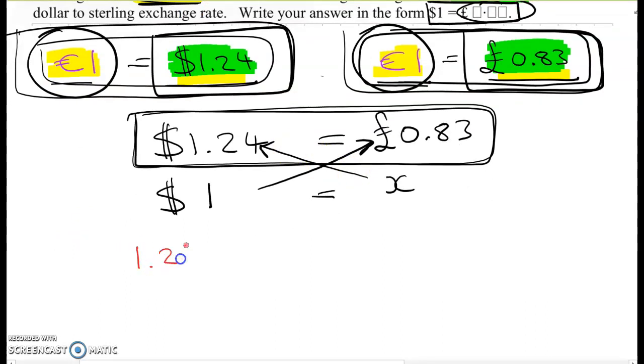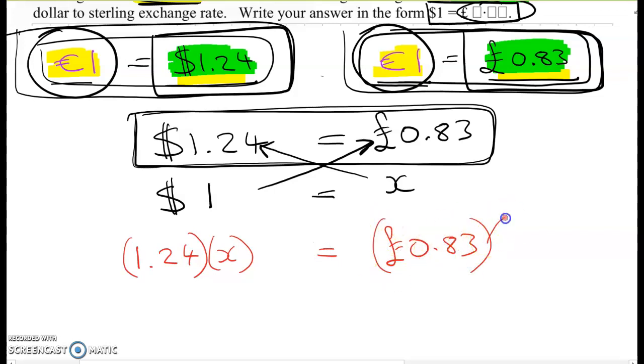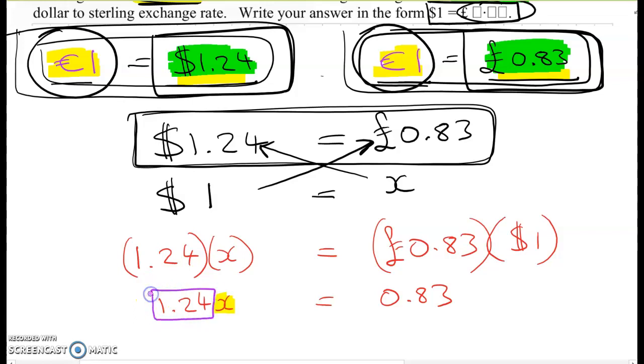Right, let's cross multiply. So $1.24 by x is equal to 83 pence by $1. So 1.24 by x is 1.24x is equal to 0.83. Now again, we're trying to get x on its own. So it means we need to kind of get rid of this bit in front of it. Now how do we get rid of it?